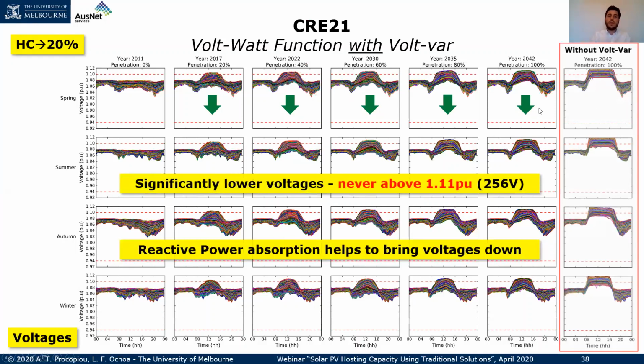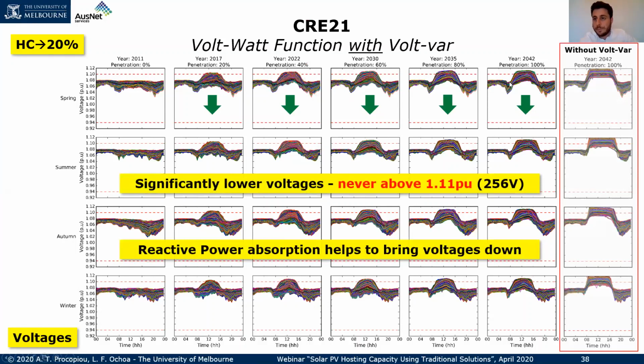This is happening because all the customers now start to absorb reactive power before actually curtailing generation. And the absorption of reactive power helps the voltage levels to reduce even further before we actually go to the worst case scenario where it is 1.1 per unit of voltage, which is the limit, and then the volt-watt starts to kick in and then curtails generation.